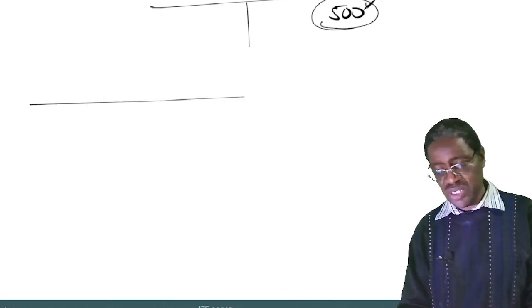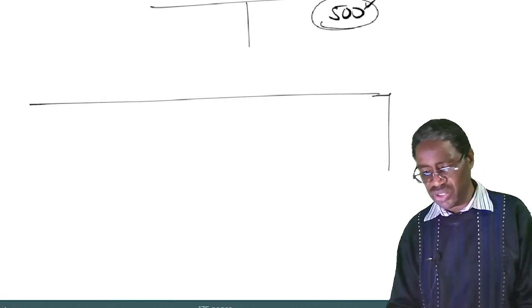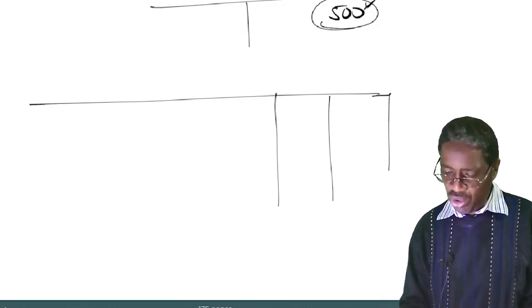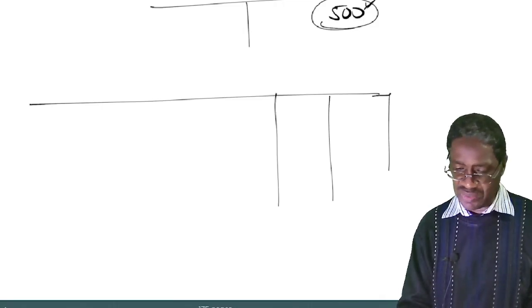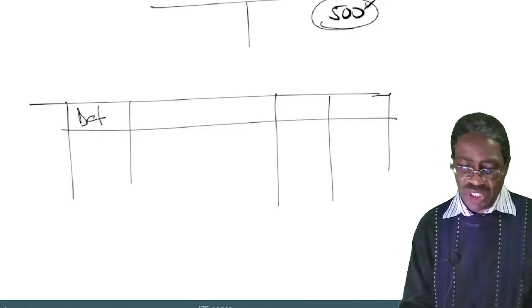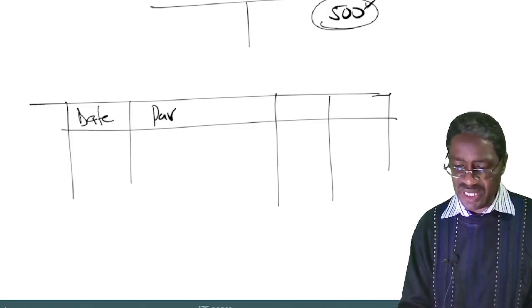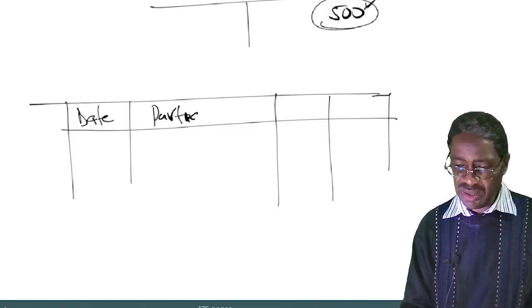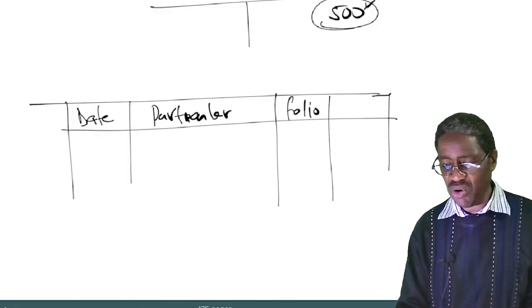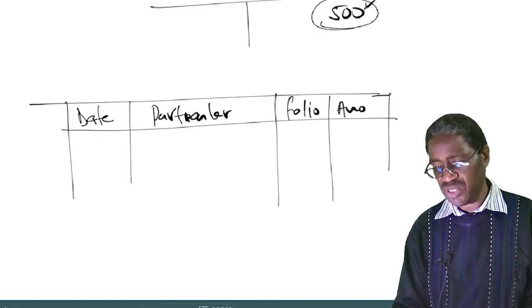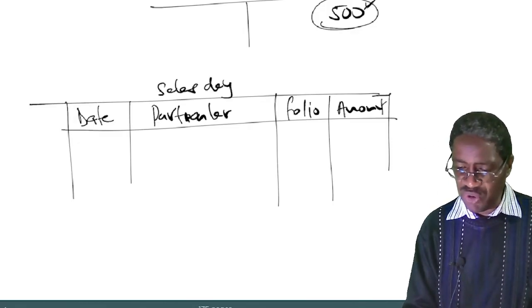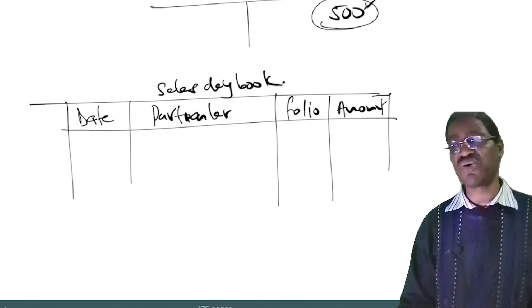Now listen. Normally, it has various columns, not accounts. These are not accounts. These are columns. One column is for the date, particulars, or what we can call details. Then you have a column called folio and amount. This could be like a sales day book. Let us assume, for example, it's a sales day book.